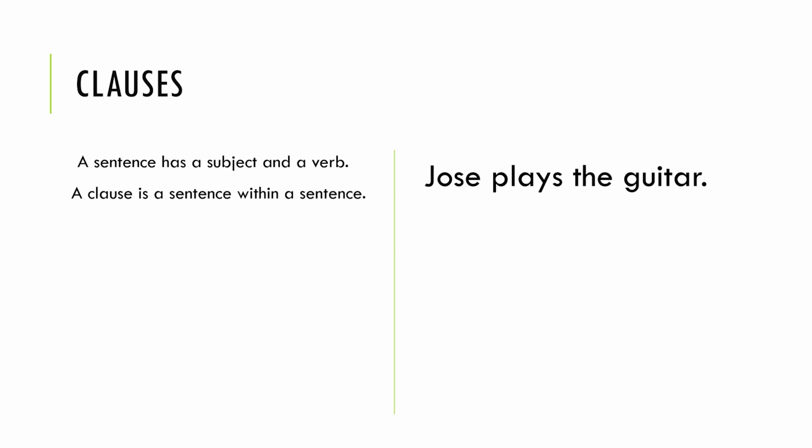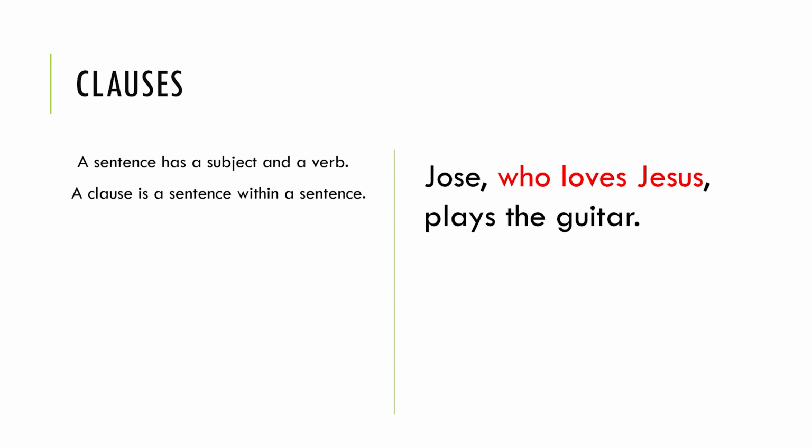A clause is a sentence within a sentence. That is, you can add another subject and verb within this sentence to add more information. So for example, I could say, Jose, who loves Jesus, plays the guitar. Now notice you could have a sentence like Jose loves Jesus, and you have another sentence, Jose plays the guitar. Well, you can use a relative pronoun inside of the sentence to make that other sentence a clause within the first sentence.